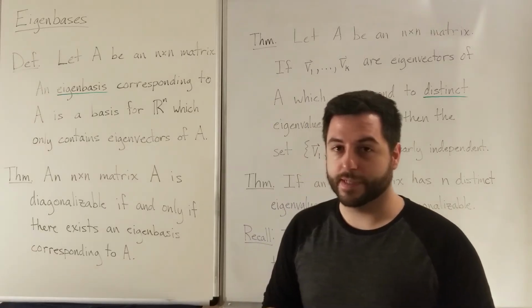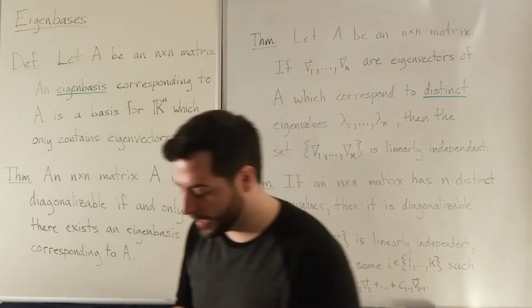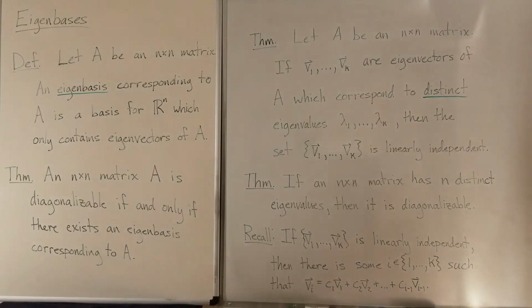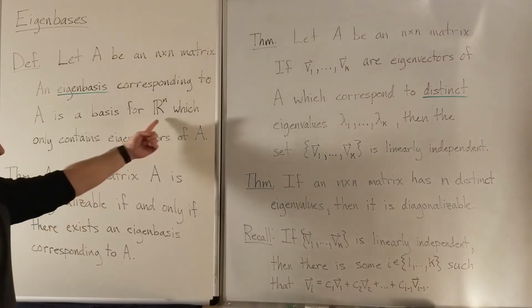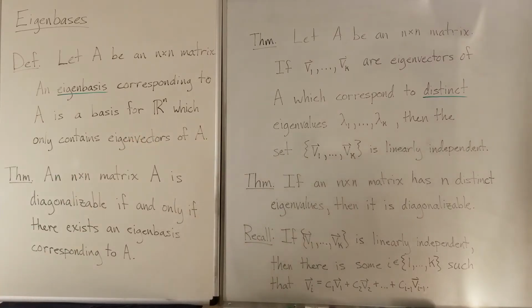Hi, in this video we're going to be talking about eigenbases. Now eigenbases I've talked about before, but here's the definition written down. If A is an n by n matrix, then an eigenbasis corresponding to A is a basis for Rn which only contains eigenvectors of A.